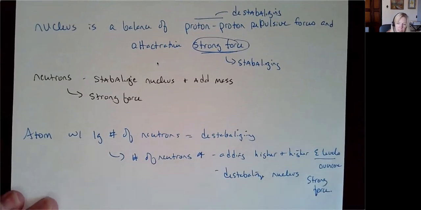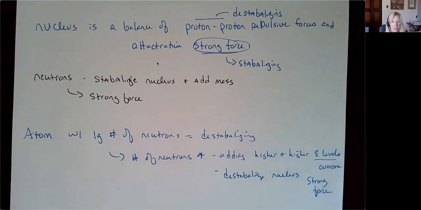When that happens, now I have an unstable nucleus, and that unstable nucleus is going to move to a point of more stability by having some sort of nuclear event, whether it's an alpha decay, a beta decay, a positron emission, or an electron capture. That nucleus is going to do something to reestablish stability.